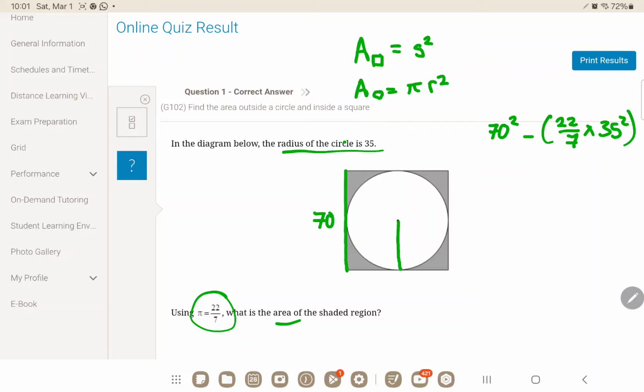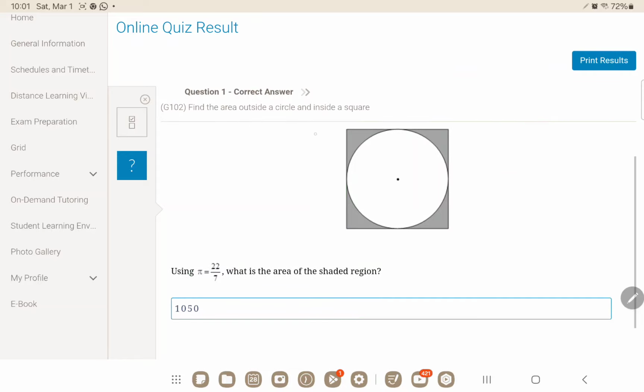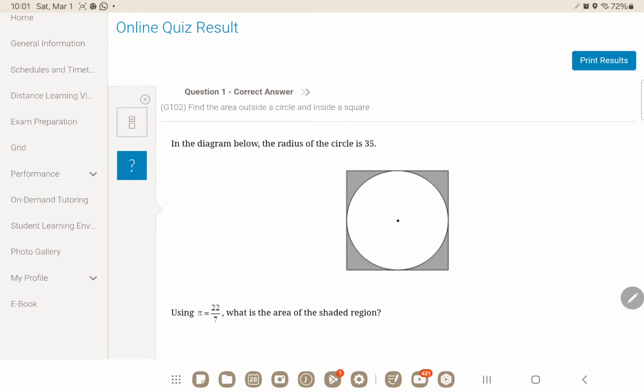Now I'm gonna put it on my calculator. Let's see what I get. Minus 22/7 times 35 squared. You get 1050. And that's your final area. Let's see. It's 1050. Now moving on.